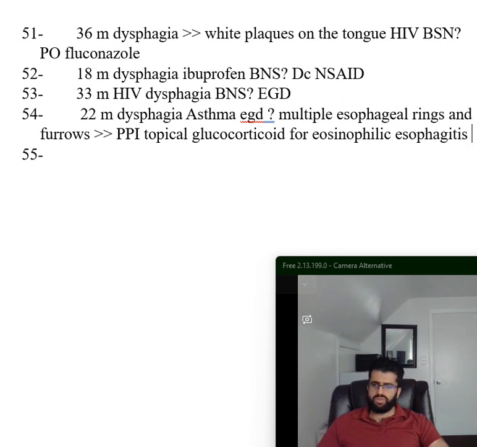Okay, this is for eosinophilic esophagitis. Now this is an interesting case dynamics.